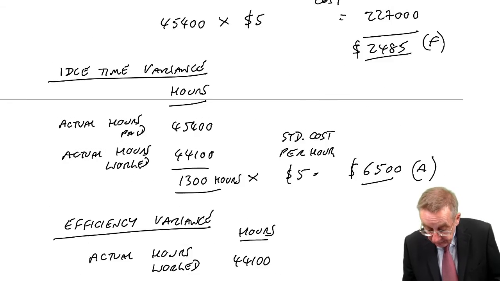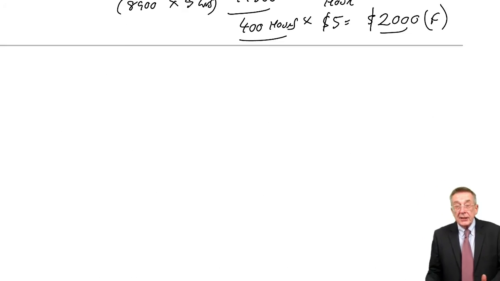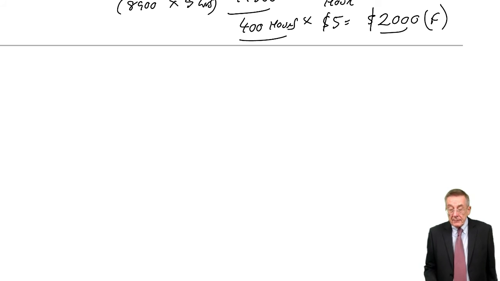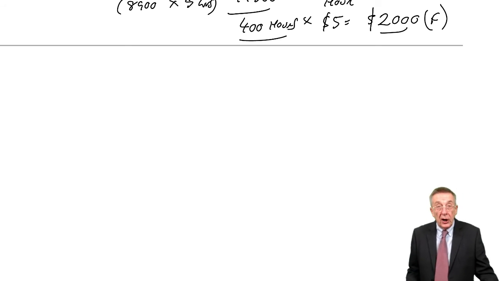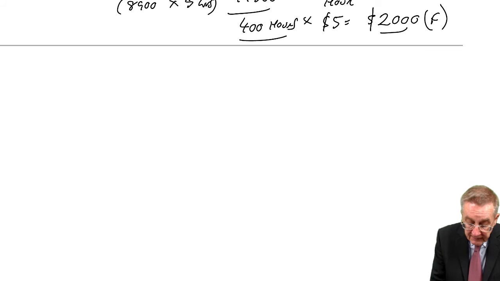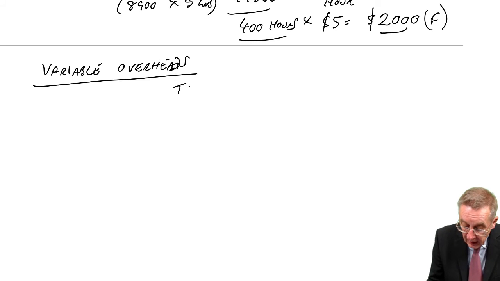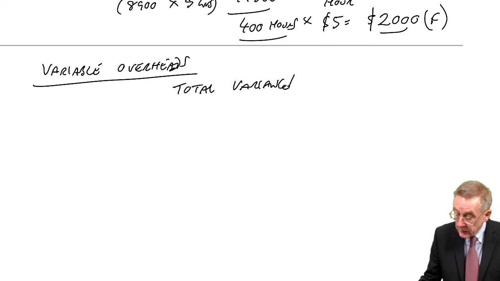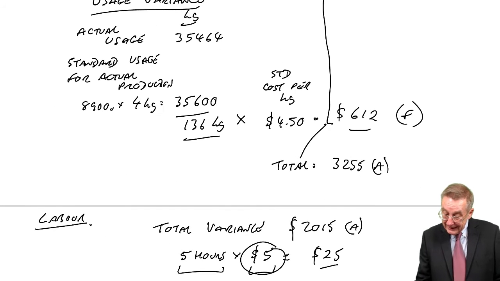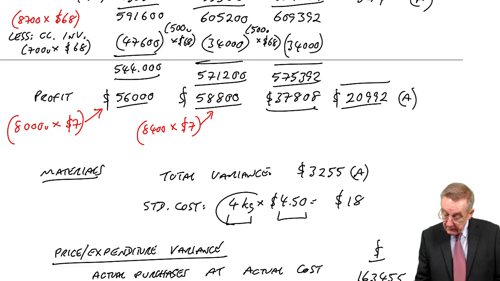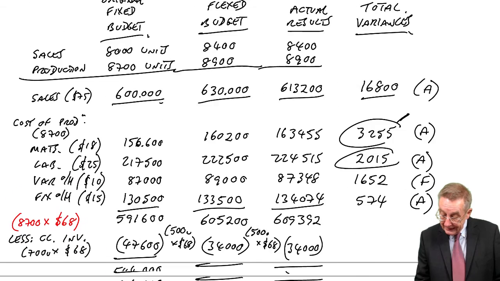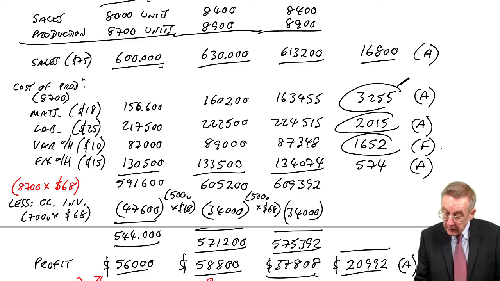All right, let's just do one more for this lecture, otherwise it gets too long. But the next cost we have to deal with is variable overheads. Again, if you look back, the total variance, I think it was 1652, was it? Where is it? Yes, 1652 favourable.